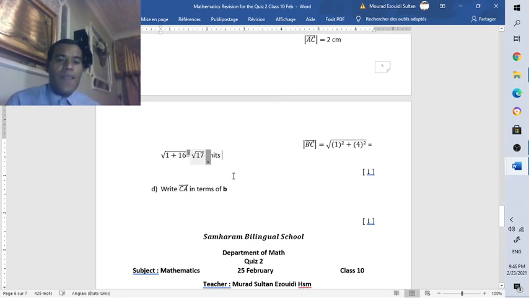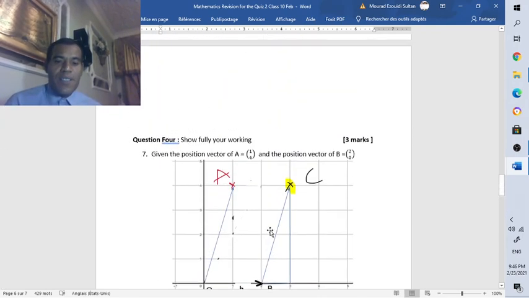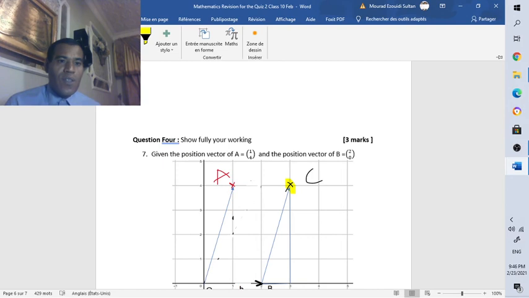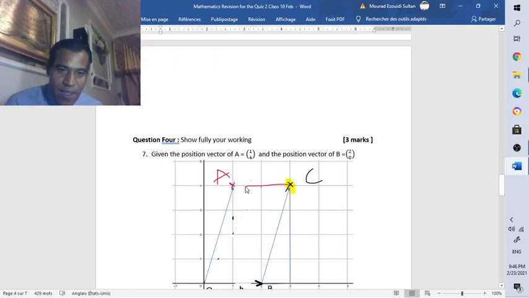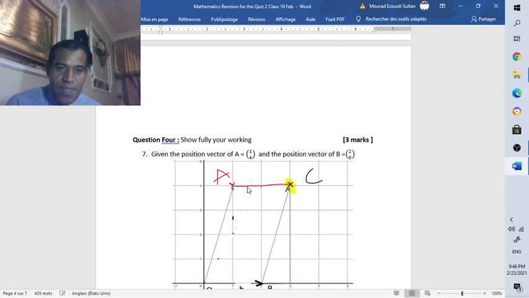Okay, then now write CA in terms of b. CA, not AC. The question is looking for you to find the vector CA. This is the vector CA.